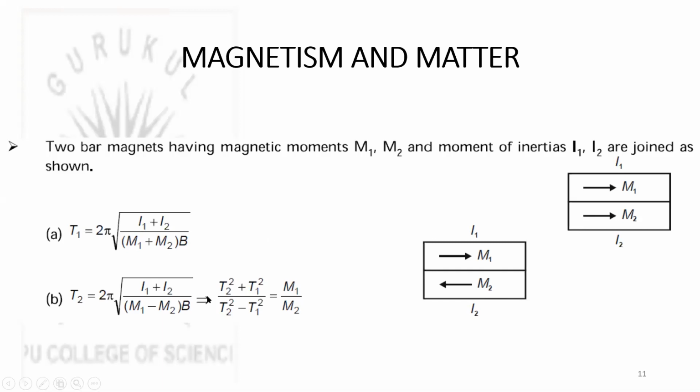And in this regard, there is an important relation between T1 and T2, which is given by T2 square plus T1 square divided by T2 square minus T1 square is equal to m1 by m2. So you may be given the values of T1 and T2 and asked to find m1 and m2 or the ratio of m1 and m2. In such a case, we can use this formula directly.